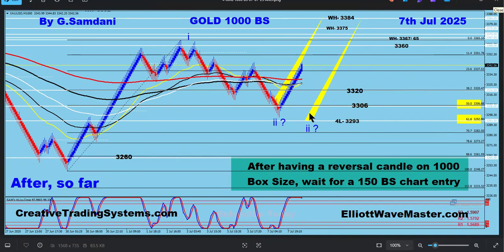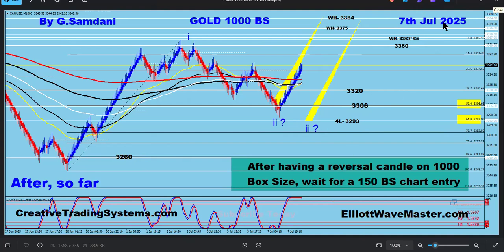And then obviously every step of the way, whenever the move starts, I make my entry from the 150 box size chart, right? So this is what my trading strategy is: after having a reversal candle on 1000, like red, red, red, red, and then I have a reversal candle, and then I wait for 150 and should be right around here. I get the entry from the 150 box size chart, the smaller time frame chart, and then I ride with that. This is how it is, right?